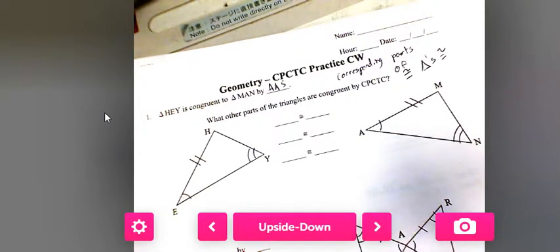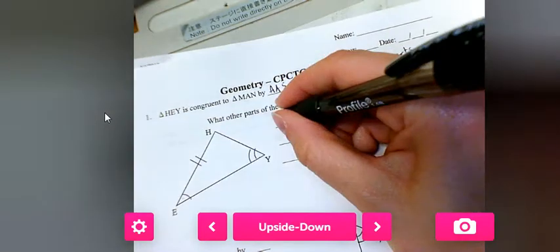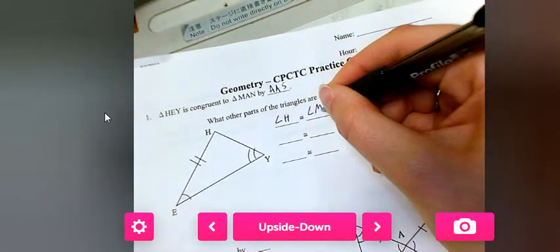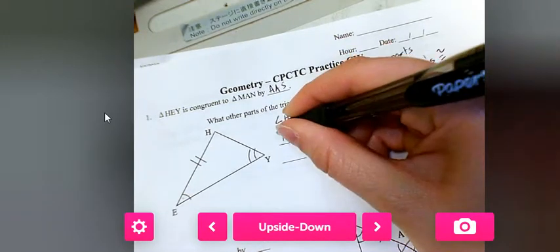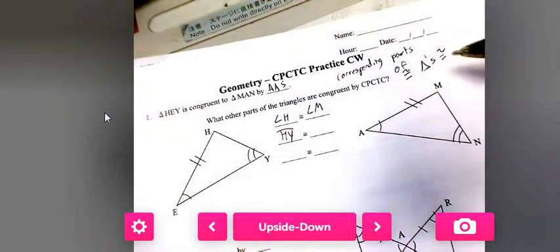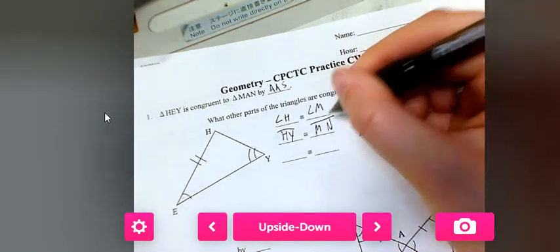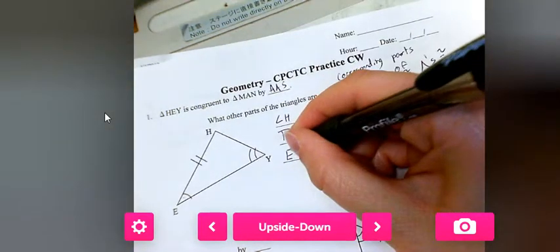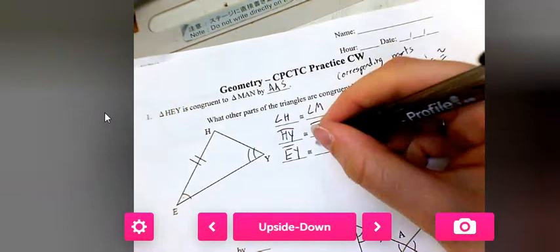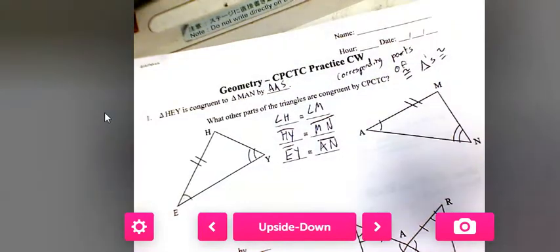to each other, right? So, angle H is congruent to what angle over here? Which one? M. So side HY is congruent to what side over here? MN, right? And side EY is congruent to what side over here? AN, good. So if we have two triangles that are congruent to each other, all their sides and angles are congruent to each other.